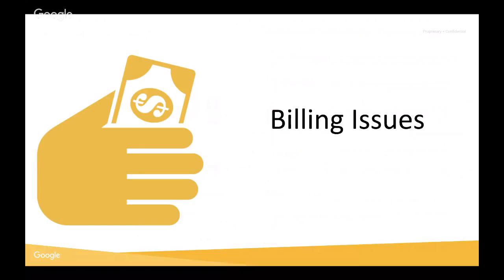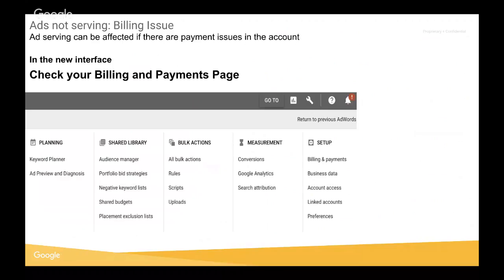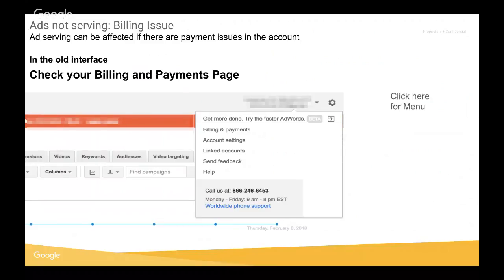Other issues that can cause ads for not serving includes billing issues. So ad serving can be affected if there are payment issues in the account. Now, in order to check your billing and payments page, that has to be accessed in the new interface from the menu, the tool menu over there, from which then you go to billing and payments. In the old interface, it's again going by the gear icon and then going to billing and payments.